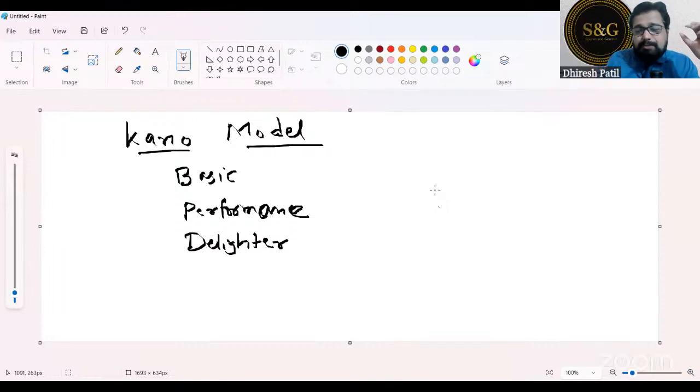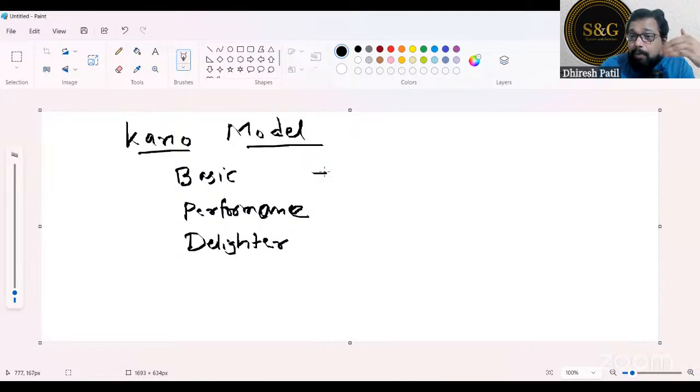Okay. Now, what is basic? Let's say, for example, for a pen, or for a marker. This is the marker with which I'm just writing on this drawing board. You may not be able to see this. Now, what is the basic requirement from this marker? It should write. It's a basic requirement from the marker, right?